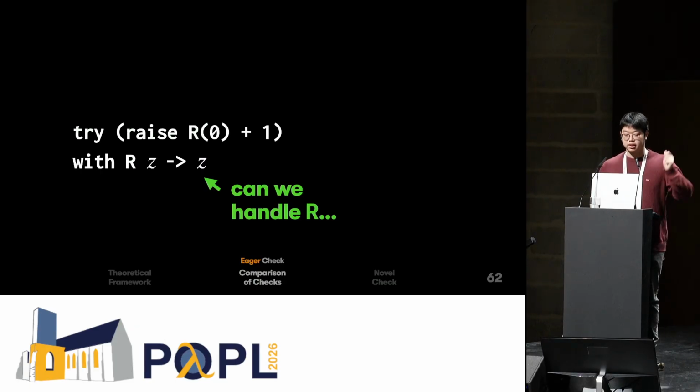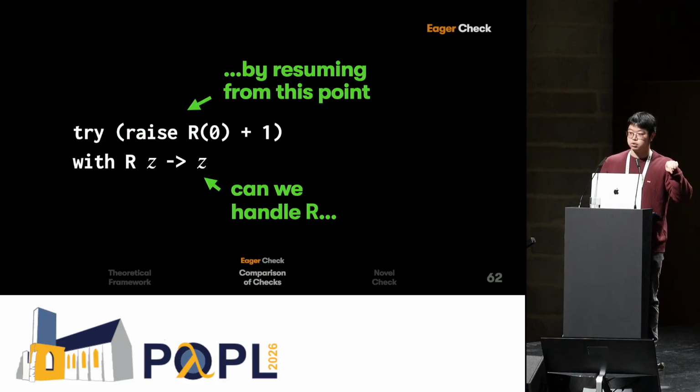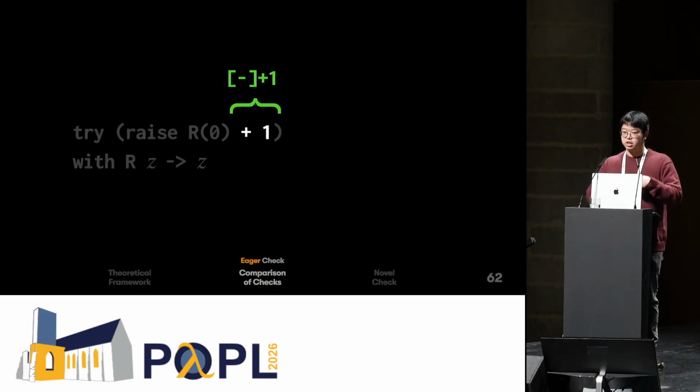We're going to ask, can we handle the exception R by going back to the point where it was raised and replaying it with a value of our choice? This is an operational account of effect handlers, and that's really the only account that we need. So we need a definition of what that point is, the point where the exception was raised. And we define that point as a continuation. That's the stuff that would have been done at that point if the exception had not been raised.